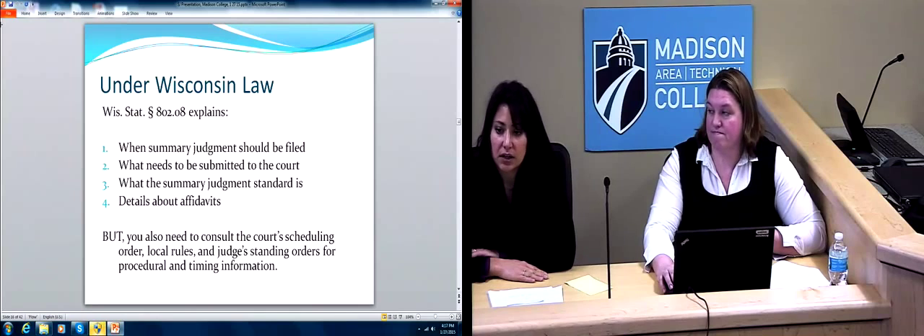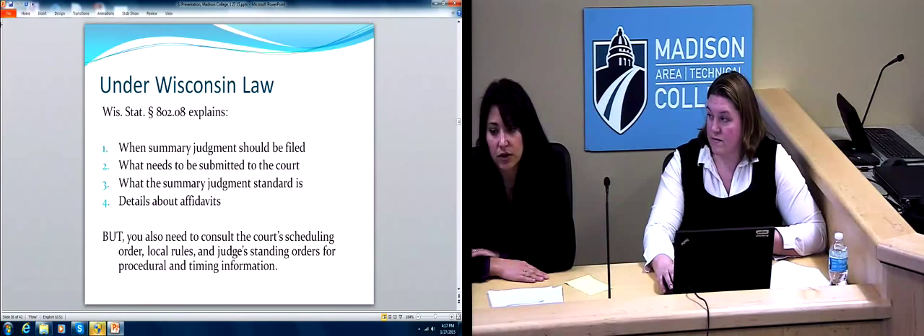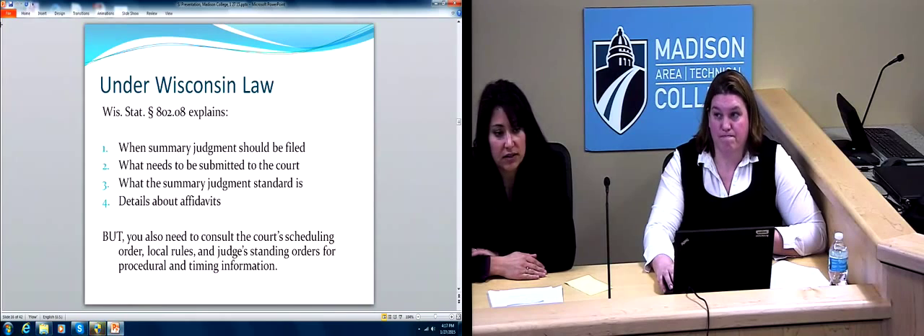Finally, judges' standing orders. This is not as common in state court, but in federal court, especially in the Eastern District, the judges, in addition to the local rules, have their own set of rules, and those are called standing orders. Those are available on the internet. You can also, in state court or in federal court, call the judge's clerk and say, does this particular judge have any special requirements for summary judgment?